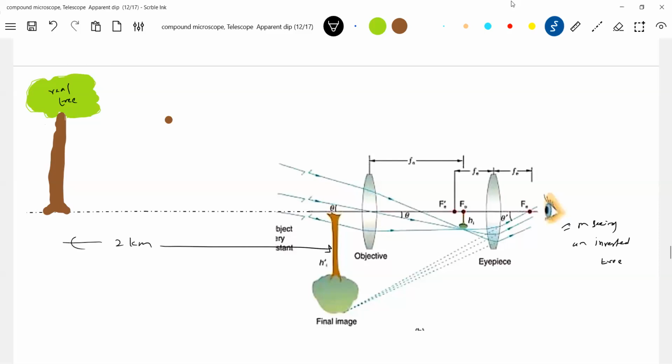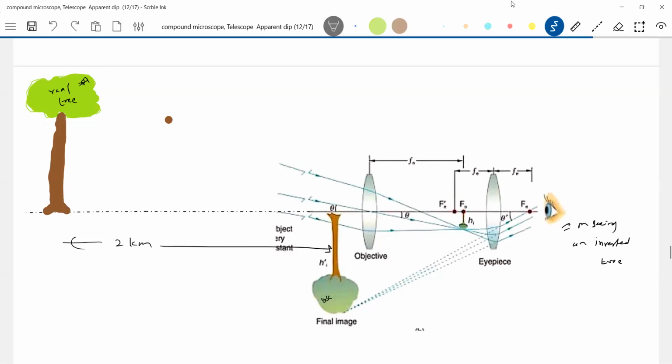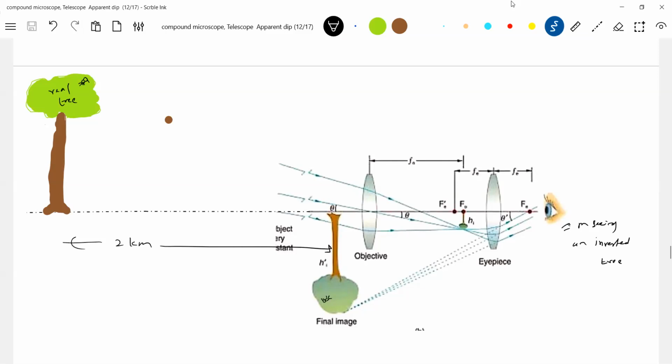That's all. And there's a bird sitting, and you want to see the bird actually. Who will like to see the tree? So you want to see the bird. That bird will appear as if hanging inverted. So it's a problem. What is the problem? The final image is inverted. This is what happens with the astronomical telescope.